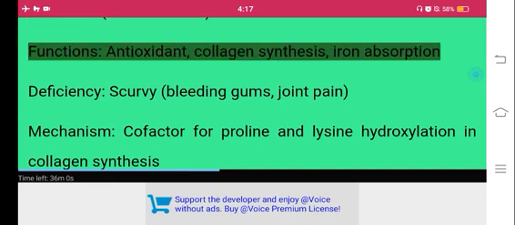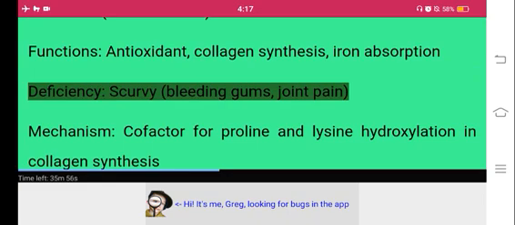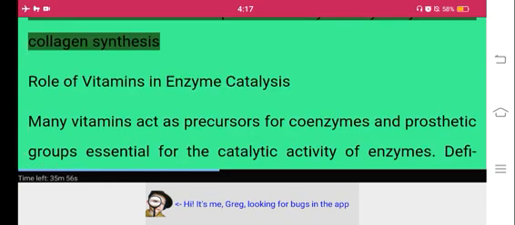Vitamin C, ascorbic acid. Functions: antioxidant, collagen synthesis, iron absorption. Deficiency: scurvy, bleeding gums, joint pain. Mechanism: cofactor for proline and lysine hydroxylation in collagen synthesis.